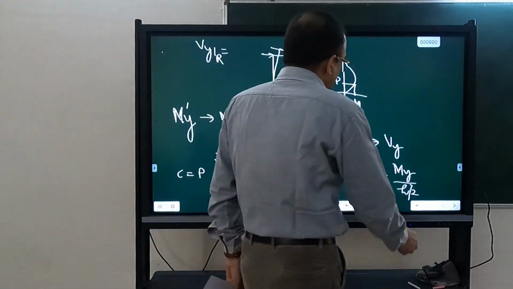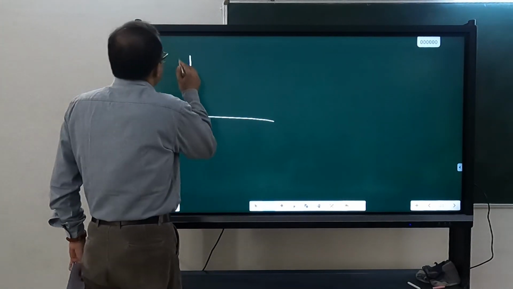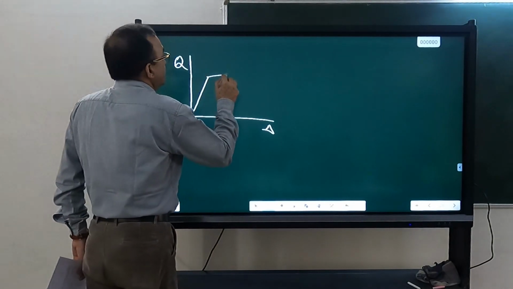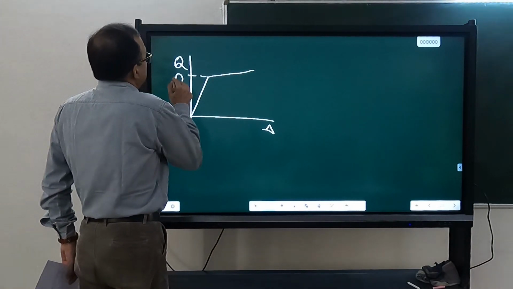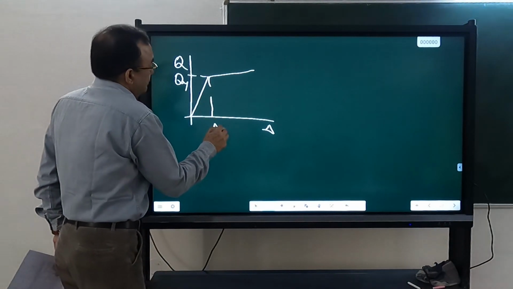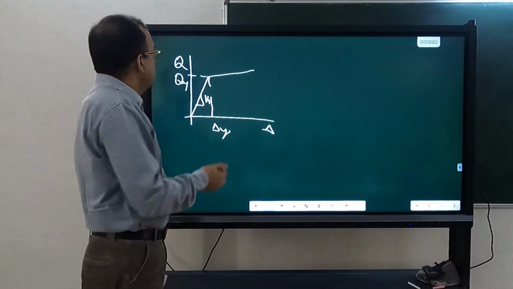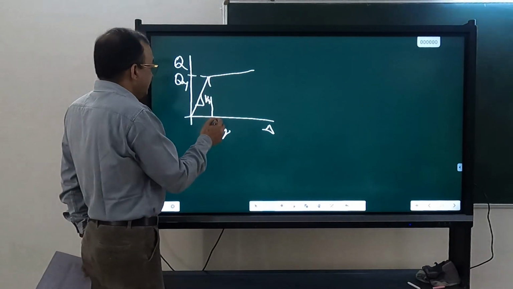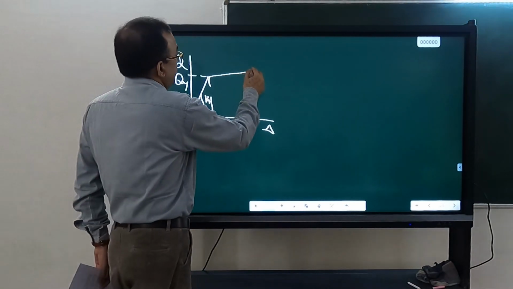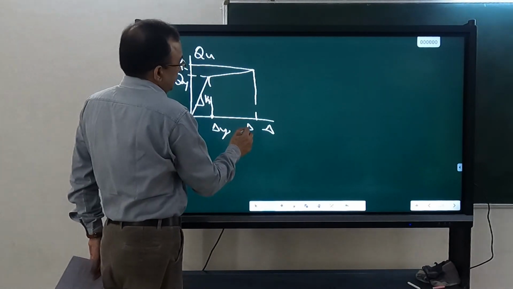Okay, but we have to plot the Q versus delta curve. So for the Q versus delta curve, you need this Qy, isn't it? And the corresponding delta y. This is K1 which you have obtained. Then Qy you will get from there, and Qy divided by K1 will give you delta y. Okay, and this you can calculate Qu and the corresponding delta u.